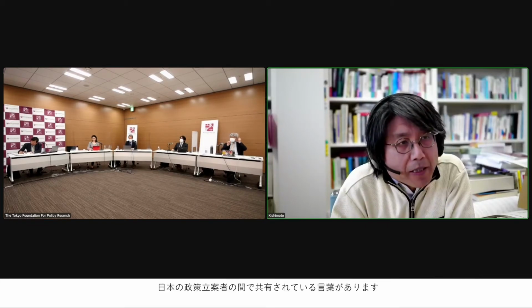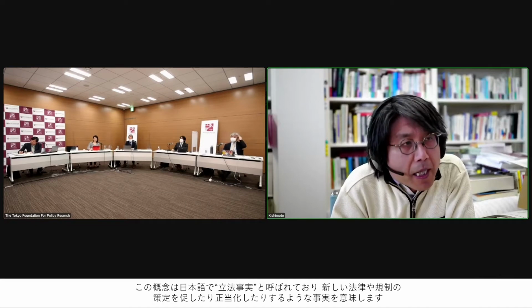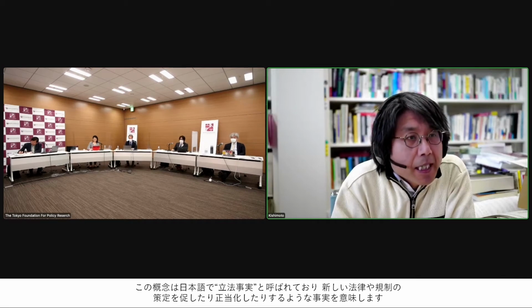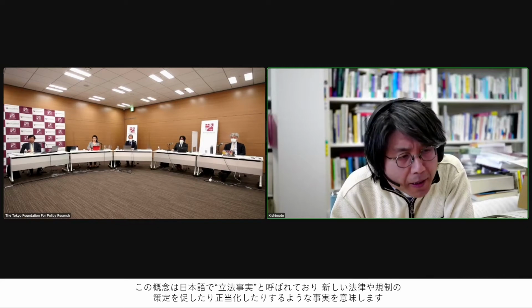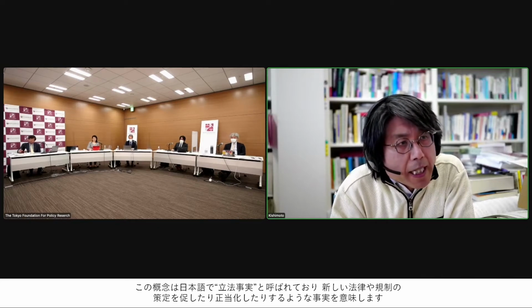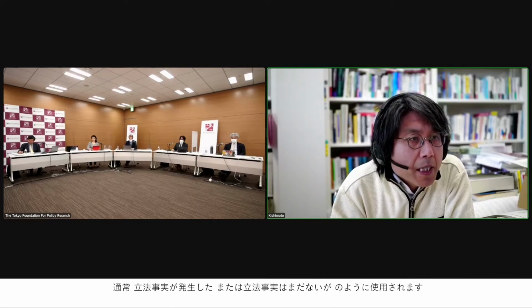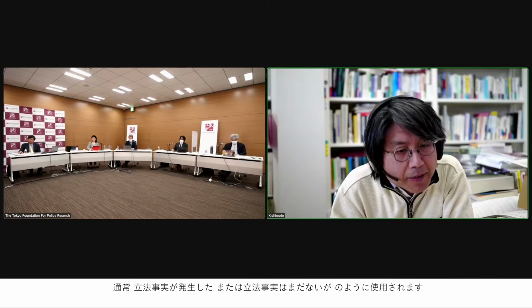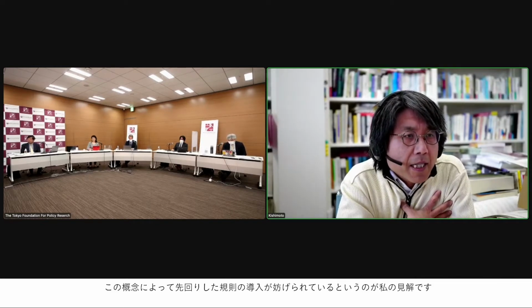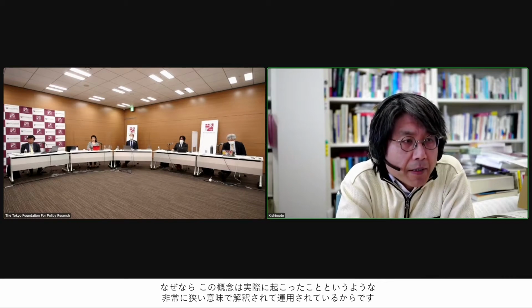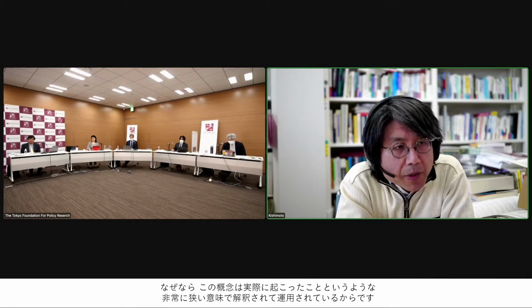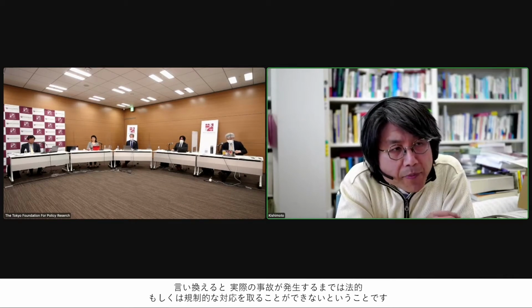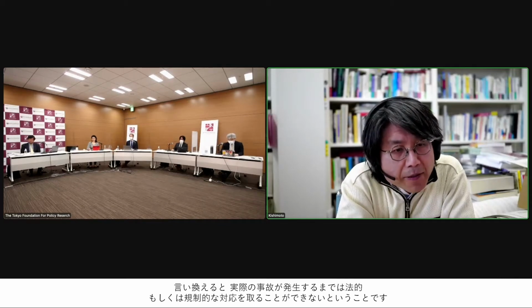One phrase is shared among policymakers in Japan, a concept called Rippo Jijitsu in Japanese, which means the facts which trigger or justify developing new laws and regulations. It is usually used as "Rippo Jijitsu has occurred," or "there is no Rippo Jijitsu yet," or something like that. It is my view that this concept is likely to prevent us from taking proactive measures because it has been interpreted and operated in a very narrow sense, such as something actually happened. In other words, legal and regulatory responses cannot be taken until a real accident happens.